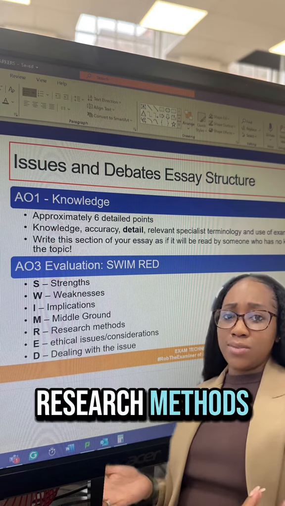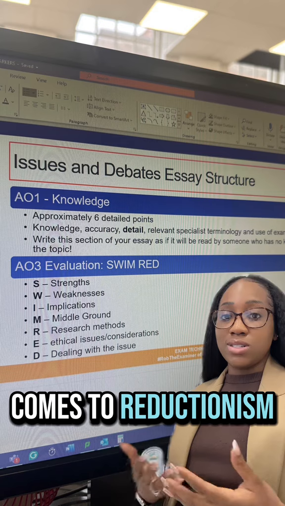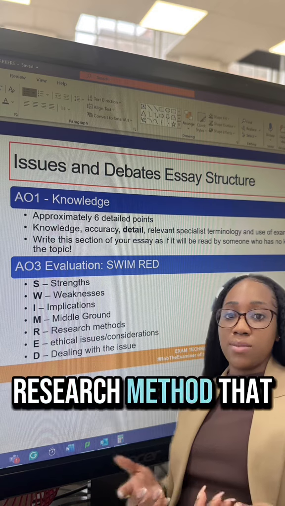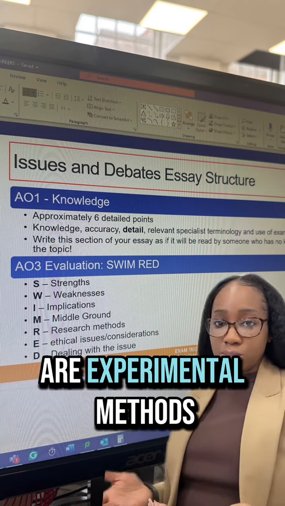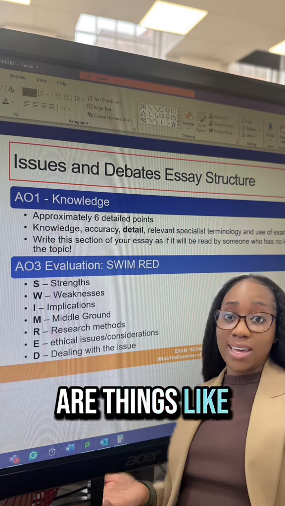Next thing is research methods. What research methods are aligned with a particular debate? So when it comes to reductionism, of course, we know the research method that is best aligned are experimental methods. When it comes to holism, we know that the research methods that are best aligned are things like case studies.